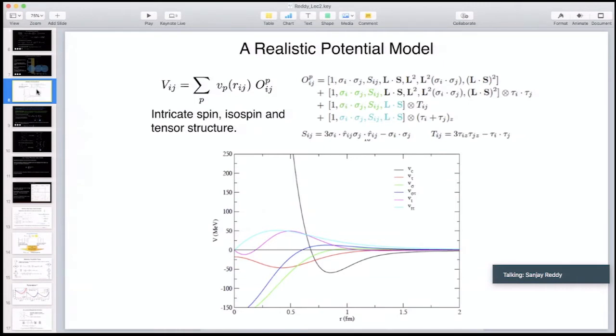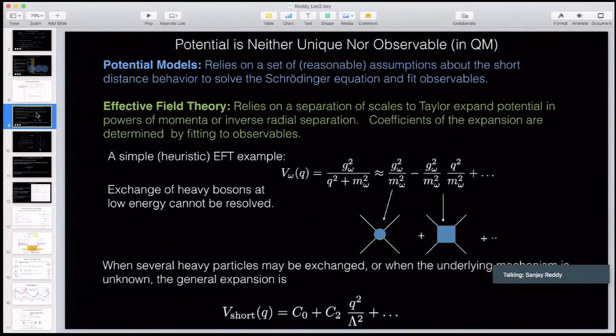So one way to deal with this, of course, is to say, let me construct a handful of models with different short distance behavior and see how different the answers can be. But there's a better way to do it, which is what is called the effective field theory approach to understanding the dependence of low energy properties on the details of the short distance physics.